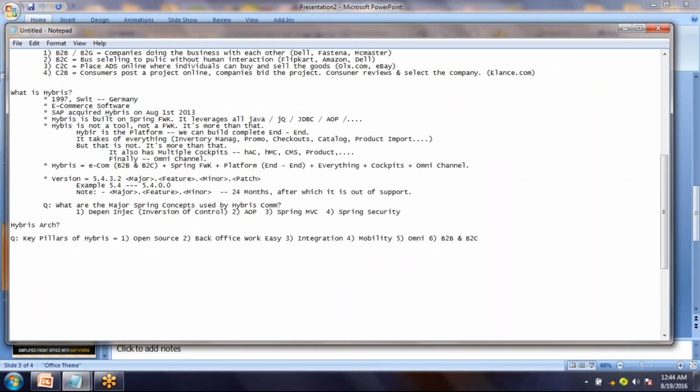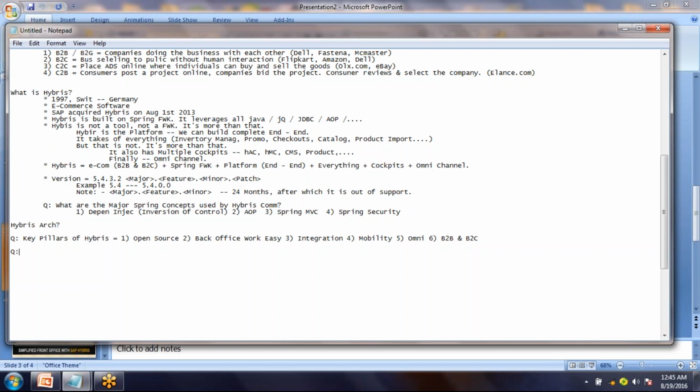If anyone asks why you want to learn Hybris, why Hybris is famous, these are the key pillars. Hybris is open source. Back office work you can do easily. A lot of integrations are possible, for third party, SAP or CRM. Anything is possible, and it is mobile friendly, it uses omni-channel or omni-commerce architecture, and finally it is a B2B, B2C e-commerce solution.